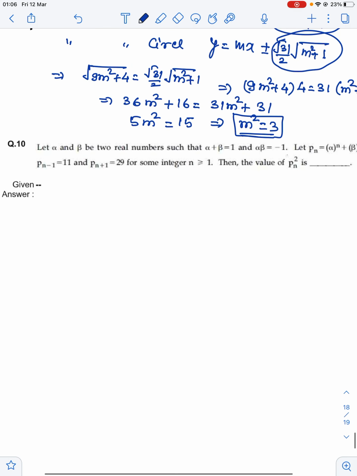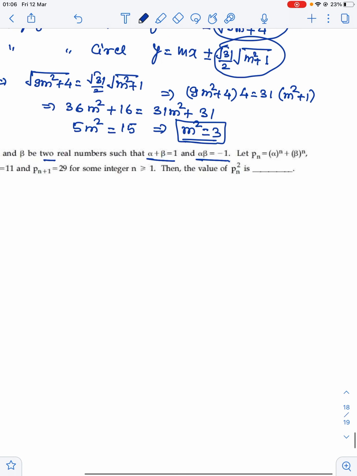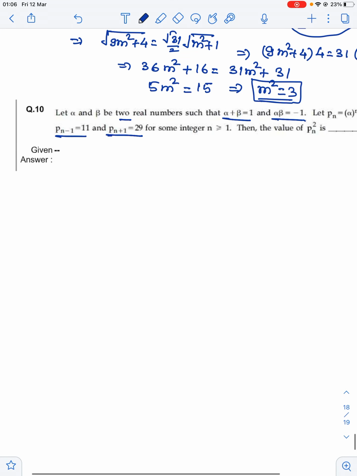Question number 10. Alpha and beta are two real numbers such that alpha plus beta is 1 and alpha into beta is minus 1. And Pn is defined as alpha to the power n plus beta to the power n. Pn minus 1 is 11 and Pn plus 1 is 29. Then find the value of Pn square.